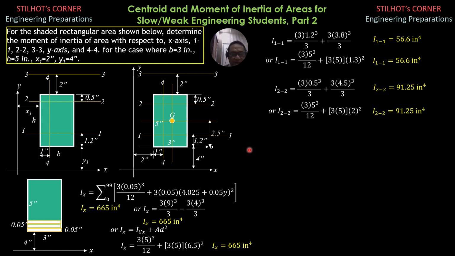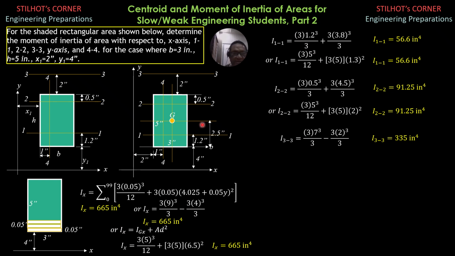Next, with respect to axis 3, axis 3 is there. We imagine if we extend these edges of the rectangle, we imagine two rectangles with respect to the base, and the base is 3. So for the big rectangle, the height is 5 plus 2, 7, and we subtract the moment of inertia of the rectangle with respect to axis 3, or the base, of height 2 inches. So it is I3 equals 3 times 7 cubed over 3 minus 3 times 2 cubed over 3, and that is equal to 335 inches to the fourth.